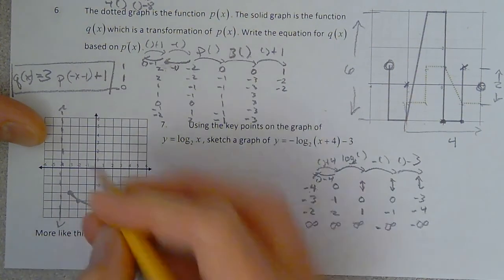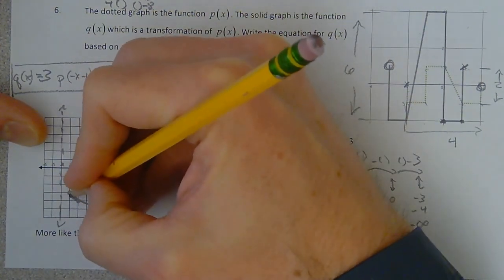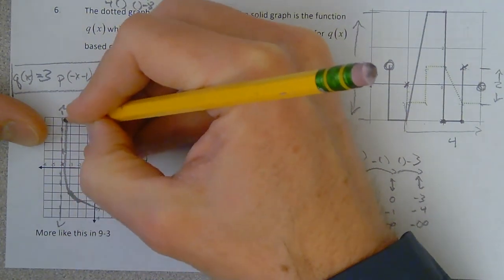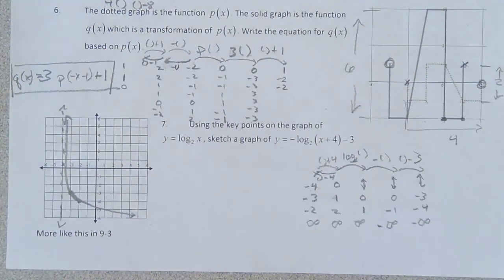It's going to go out this direction and do its vertical asymptote thing that direction, so that should be what the graph looks like.